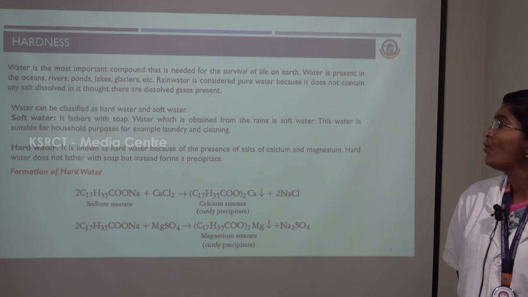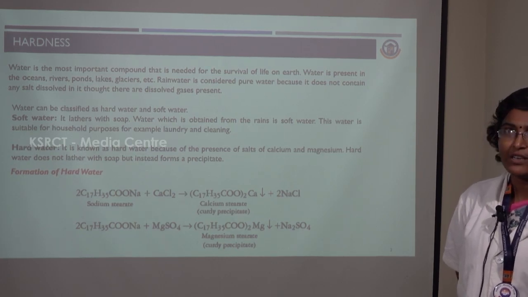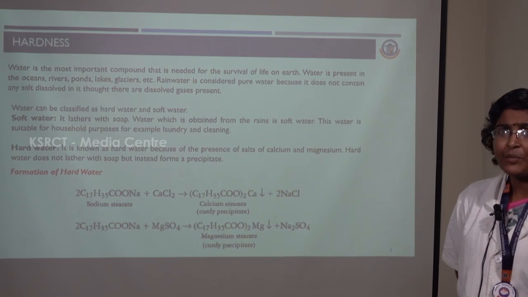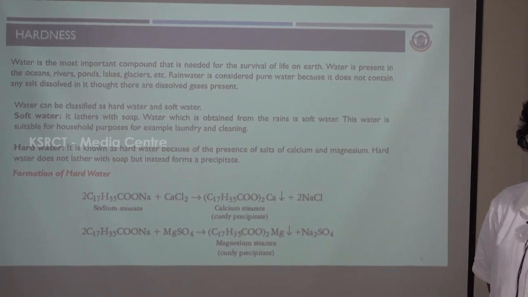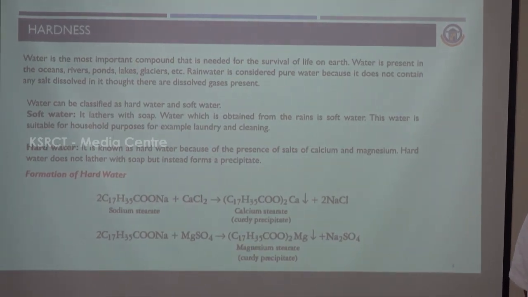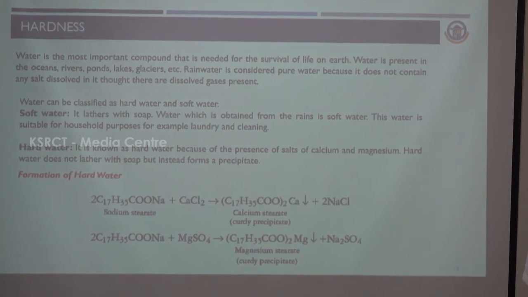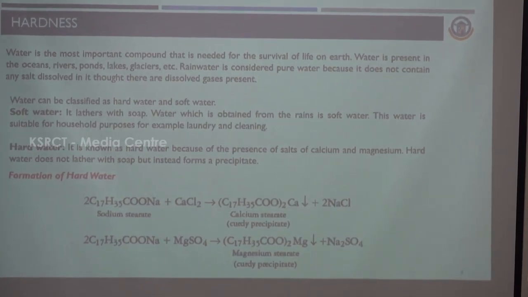Before that, you should know what water is. Water can be classified into two types: hard water and soft water. First, soft water. What does soft water mean? When it reacts with soap, it forms lather. Lather means the formation of a foam-like substance. That is called soft water. This soft water can be used for domestic, agricultural, laundry and various industrial applications.